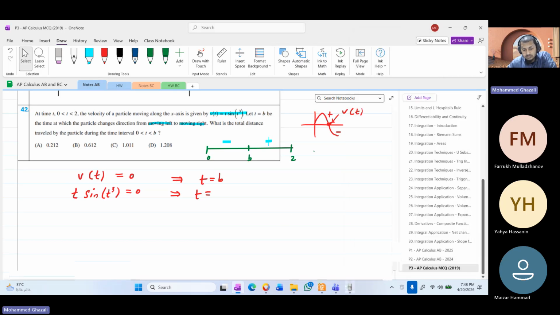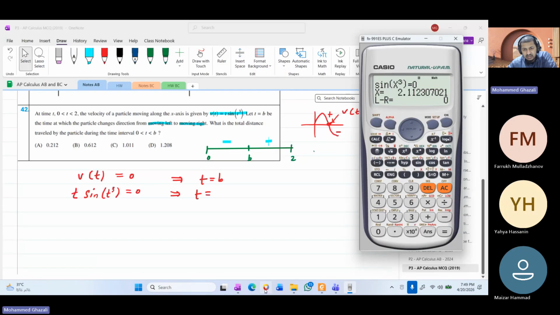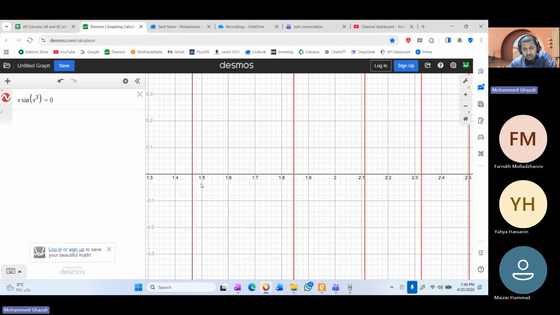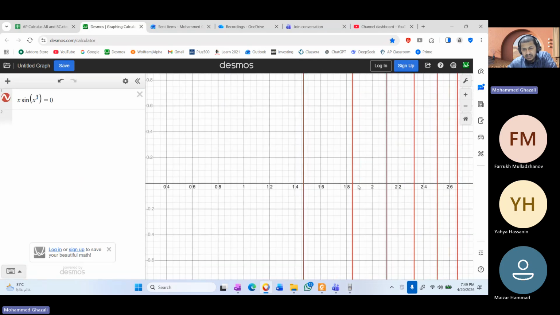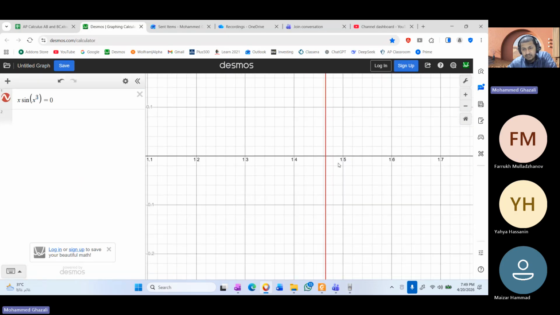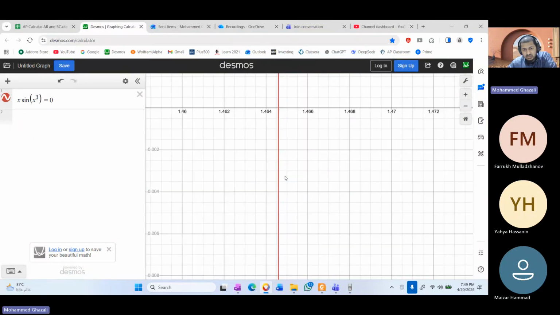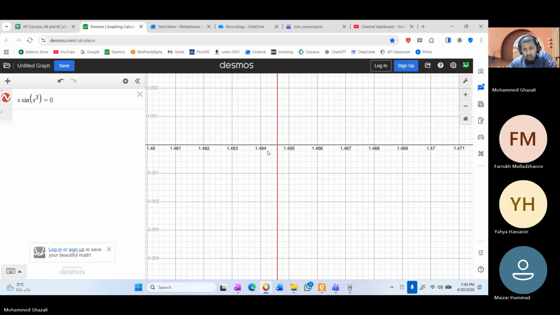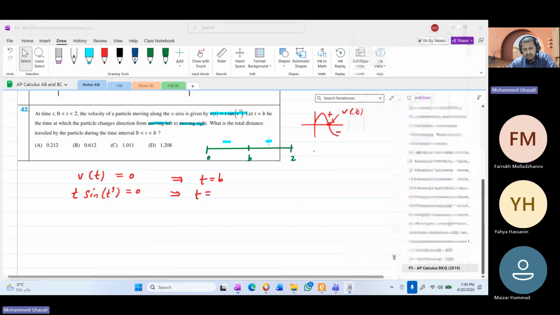Okay, I'm going to take the answer from Desmos, right? And there are two different answers there. So what should we take? There's one answer here, and there's one answer here. What if we take this answer over here, which is 1.464? I'm going to take 1.464. I think it will be wiser to take 1.465, right?